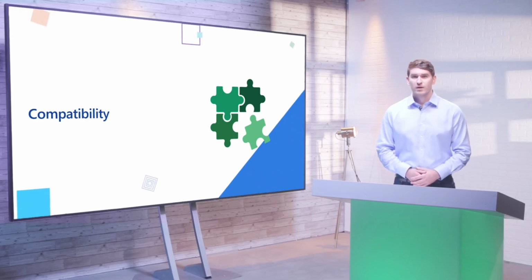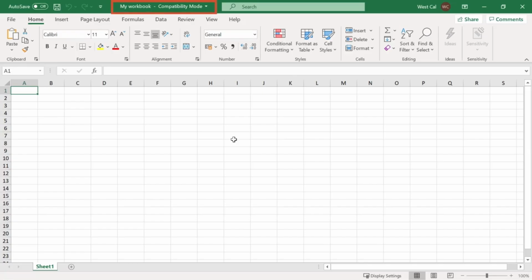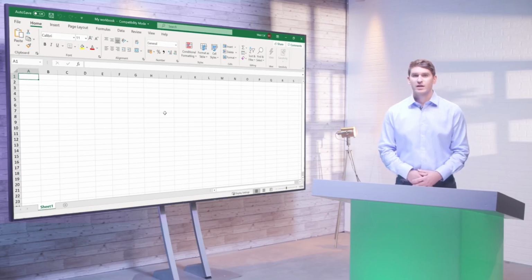When working with a workbook in Excel 365 that was created in an older version of Excel, such as Excel 2003, that workbook will automatically open in compatibility mode. Such workbooks can easily be identified by the compatibility mode text next to the file name on the title bar. A workbook that was created using an older version of Excel can be opened in Excel 365 using compatibility mode. However, some newer features may be limited.